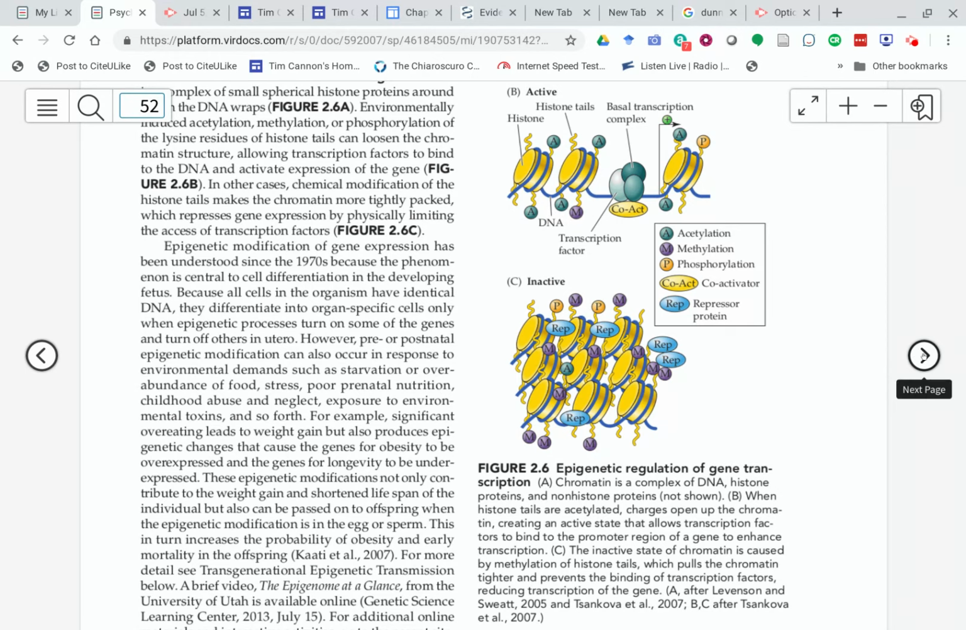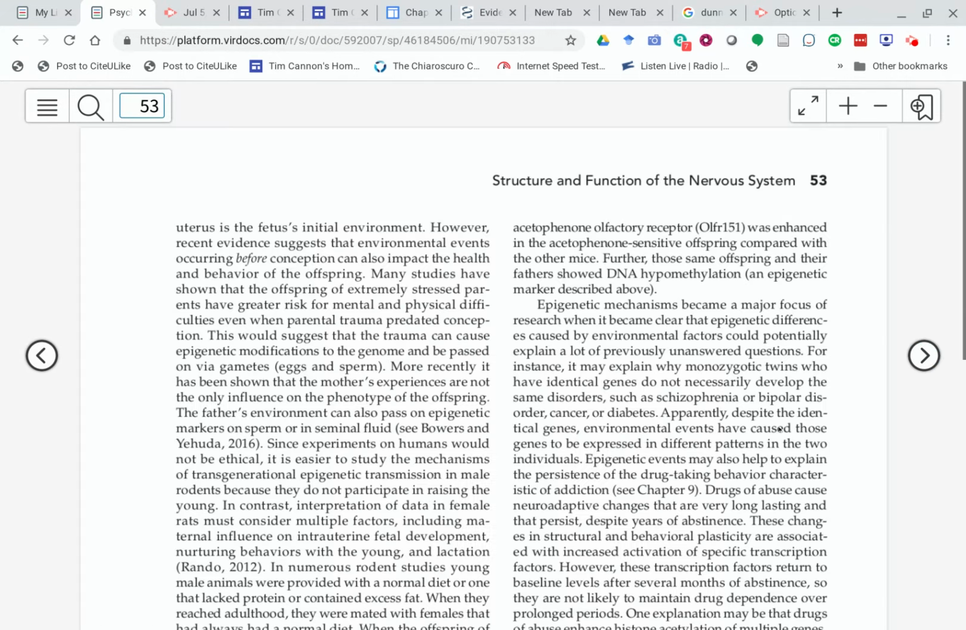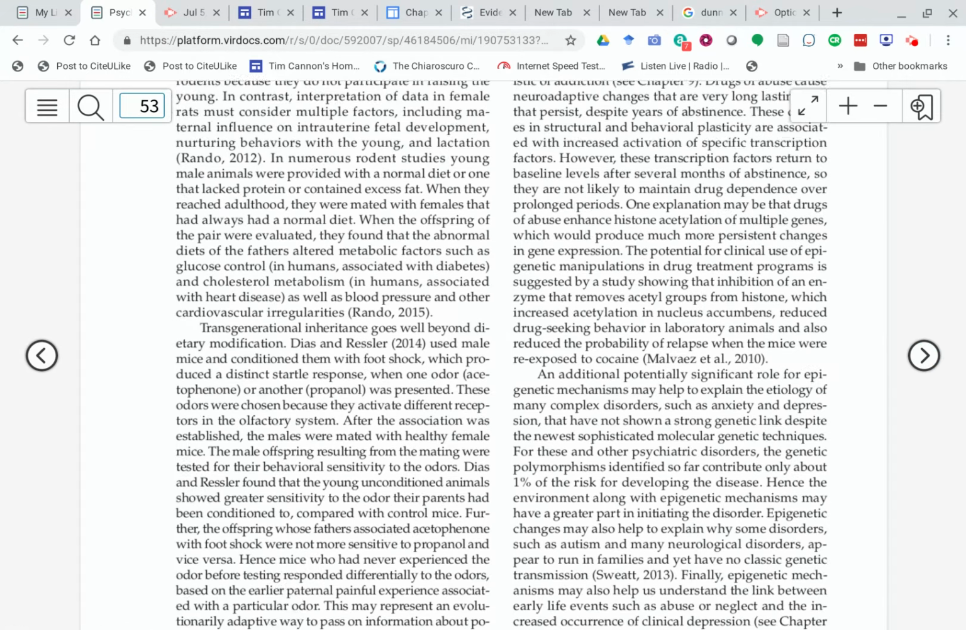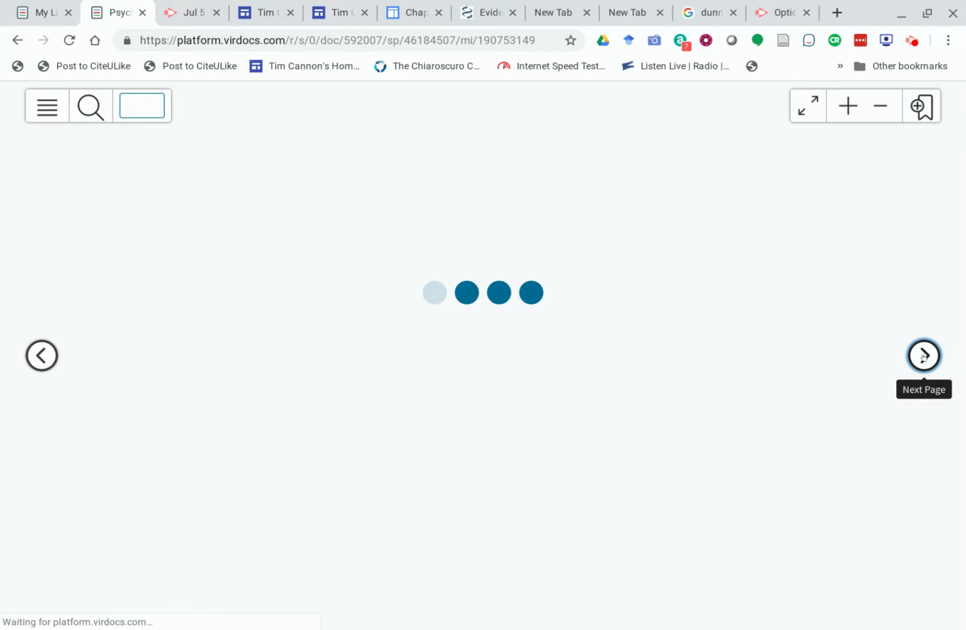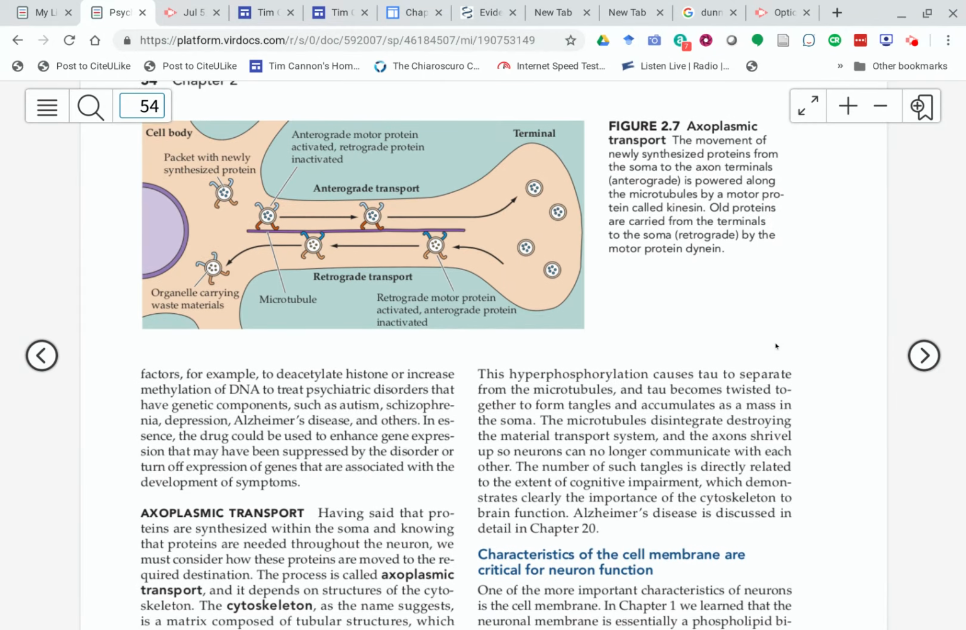It's very important. One of my research colleagues, when I did mice research, was very into this. It's definitely real. Look at a whole other page on it. It's very important to modern neuroscience.